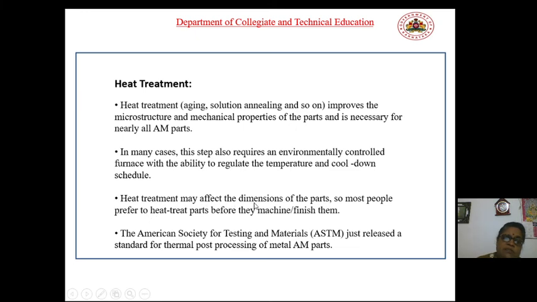Heat treatment may affect the dimensional accuracy or dimensional tolerances, so some people prefer to heat treat parts before they machine or finish them.